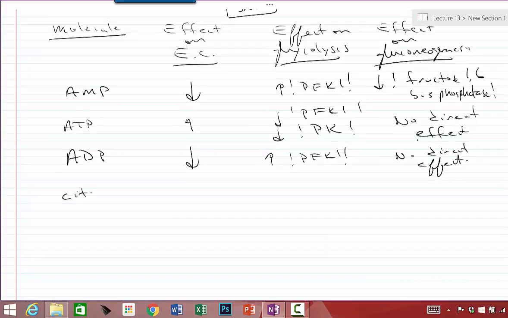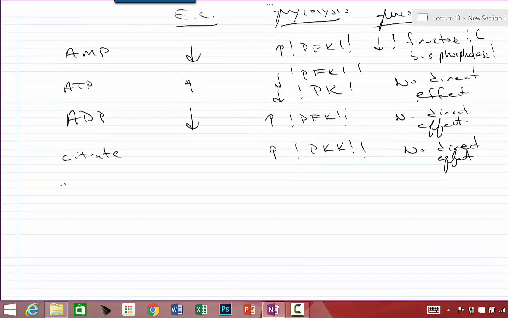One is called citrate, which we will talk about when we talk about the citric acid cycle. I really don't know what its effect is on the energy charge, but I do know that it regulates phosphofructokinase. So it's going to increase phosphofructokinase 1 activity. No direct effect on gluconeogenesis.